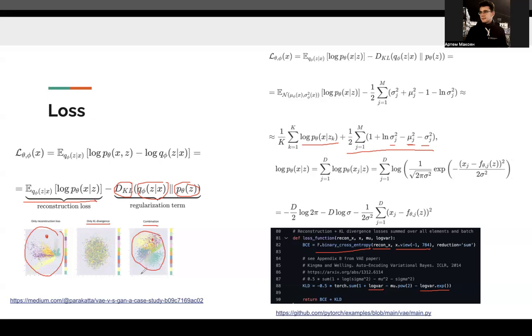Oh, sorry. And by the way, this is not CIFAR, it's MNIST. My bad. It's numbers from 0 to 9. Okay, so these images show the influence of each part of the loss on the result.